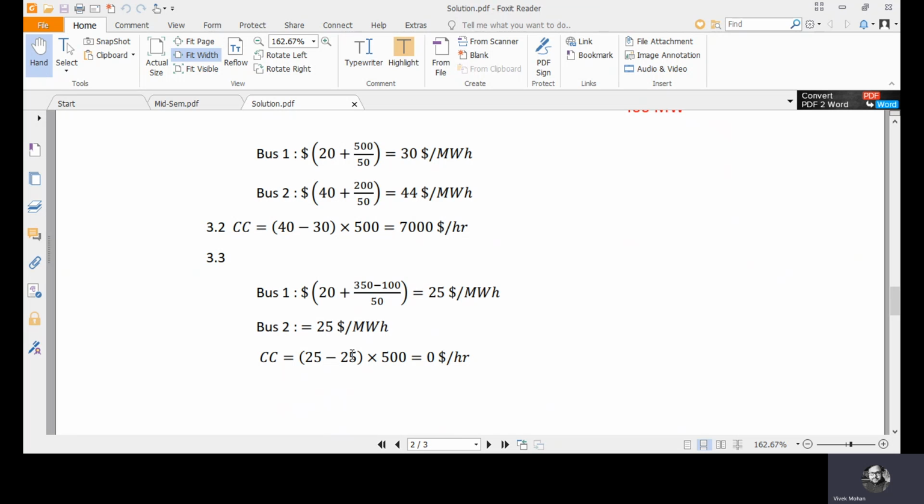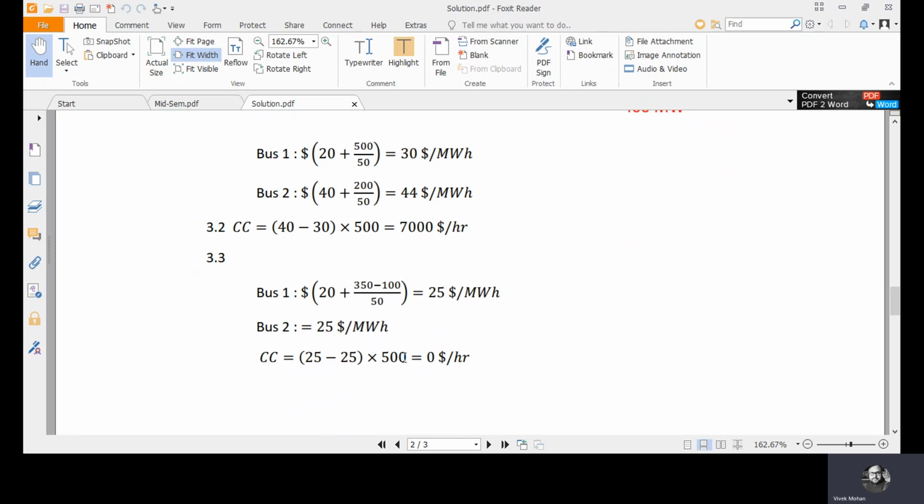Now there is no congestion, right? It is below 500 now. So for the congestion charge, we take 25 minus 25 times 500, which is $0 per hour. So this can be anything actually.